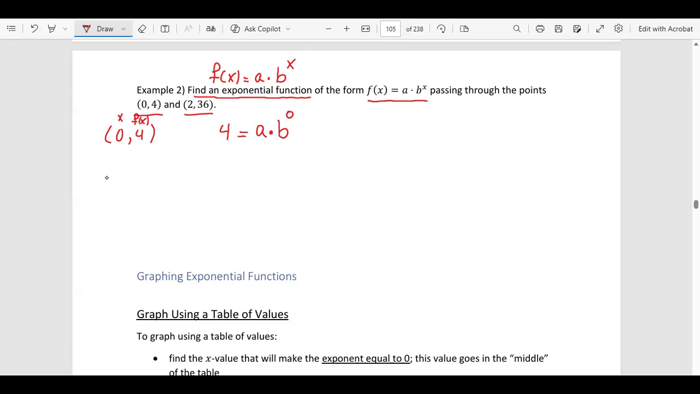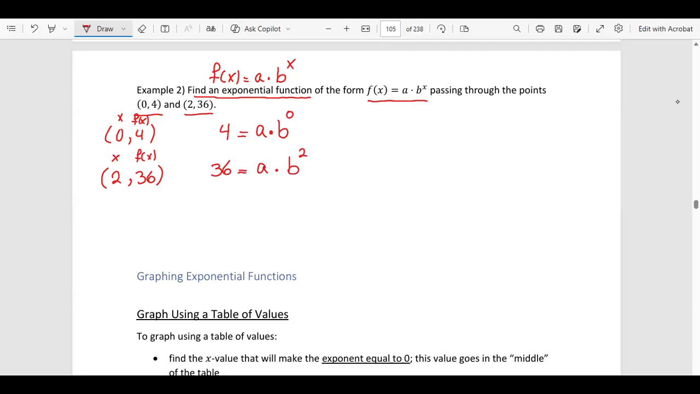Same for the other point. When it says that the function is passing through 2 and 36, that means I can replace x by 2 and y, or f of x, by 36. Okay, let's replace it. Replace f of x by 36. I don't know a, I don't know b, and replace the x by 2.